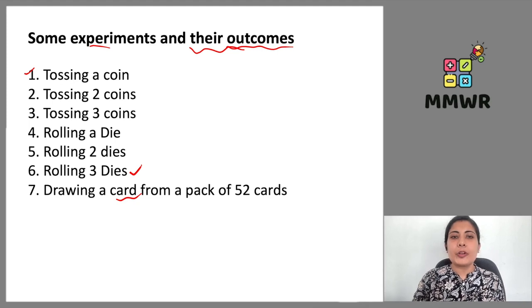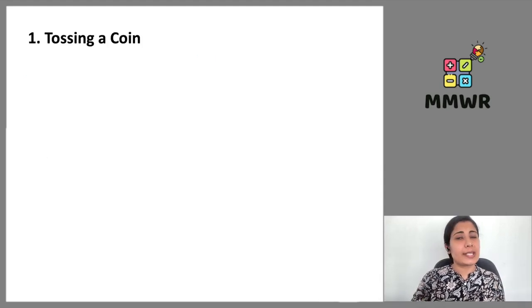So drawing a card from a pack of 52 cards, this is the last one about the card based question. सबको पता होगा ताश की गड्डी, card based question. So that also will be discussed. So first topic is tossing a coin.